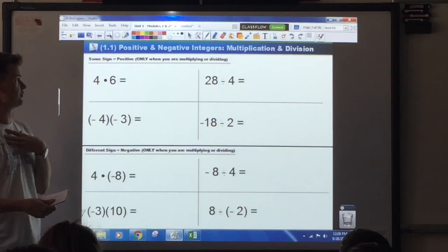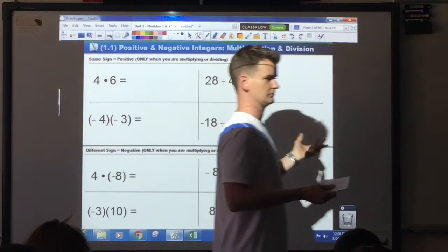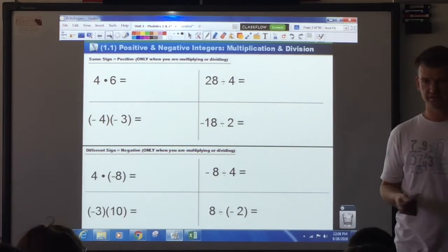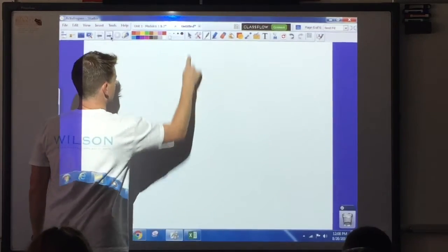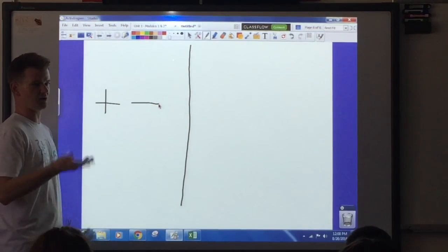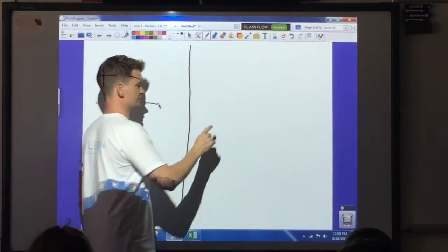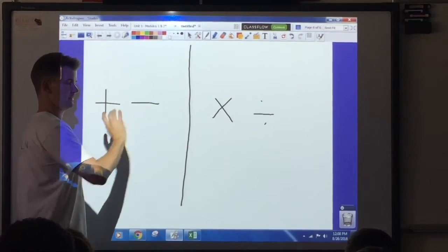4, 3, 2, 1 on this. It's simpler in my opinion. Multiplication, division. Simple rules. But I need you to understand that there's a huge divide in rules. We use one set of rules for adding and subtracting positive and negative numbers. We use a different set when we multiply and divide. They are not interchangeable. Different things.